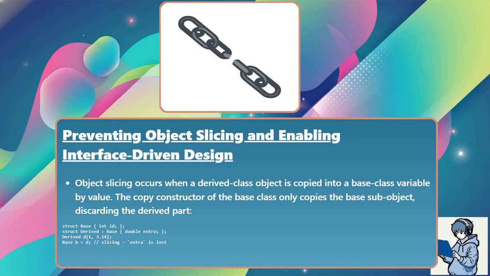Object slicing occurs when a derived class object is copied into a base class variable by value. The copy constructor of the base class only copies the base subobject, discarding the derived part. struct base { int id; }; struct derived : base { double extra; }; derived d{1, 3.14}; base b = d; // slicing, extra is lost.